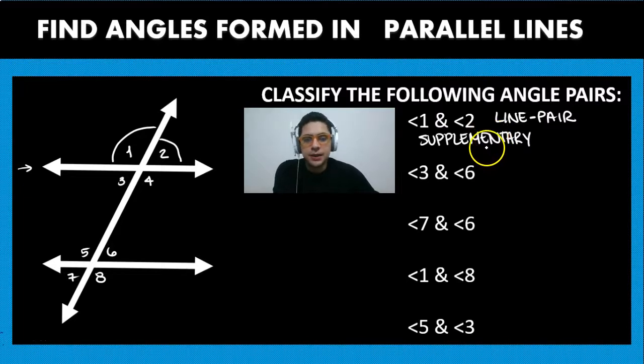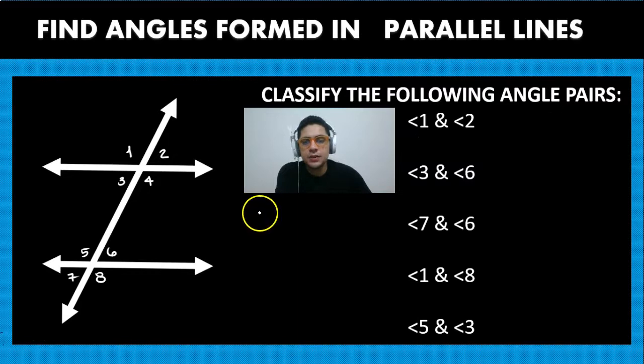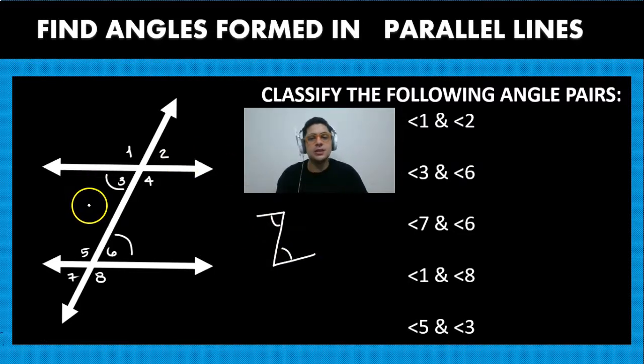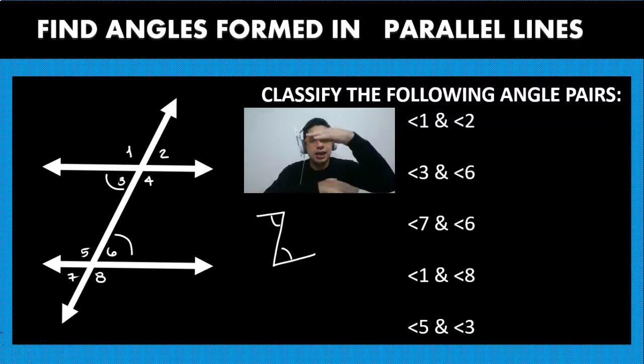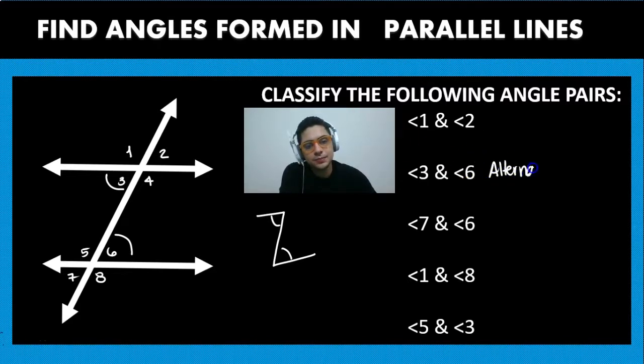A consecutive line pair. Now we have angles 3 and 6, where we see that they form a small z. And because we see that z right there, we're gonna see that they're also on opposite sides. So 3 is on the left and 6 is on the right, but they are both going to be inside the two parallel lines. So we know that they are alternate on different sides and both interior. So these are going to be alternate interior angles, right?